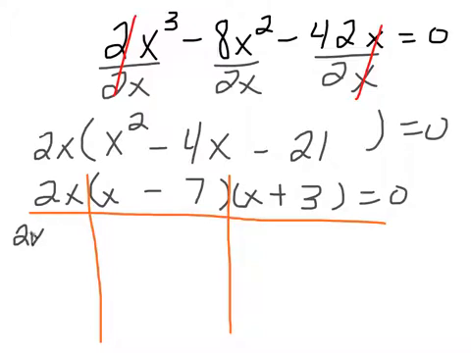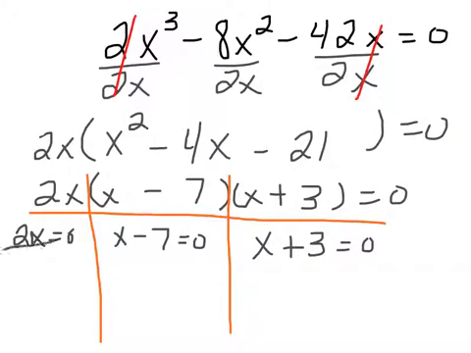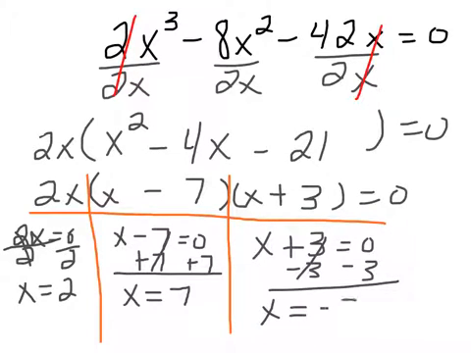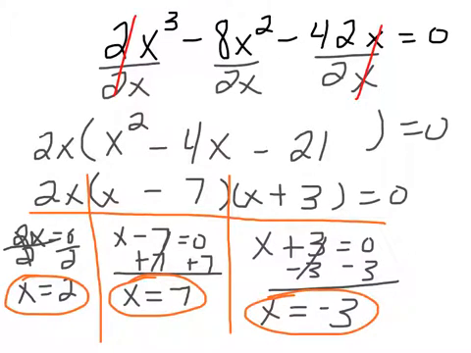I have 2x equals 0. X minus 7 equals 0. And x plus 3 equals 0. Divide by 2. Divide by 2. X equals 0. Plus 7. Plus 7. X equals 7. Minus 3. Minus 3. X equals negative 3. In this case, I have 3 roots. I have x equals 0, x equals 7, and x equals negative 3.